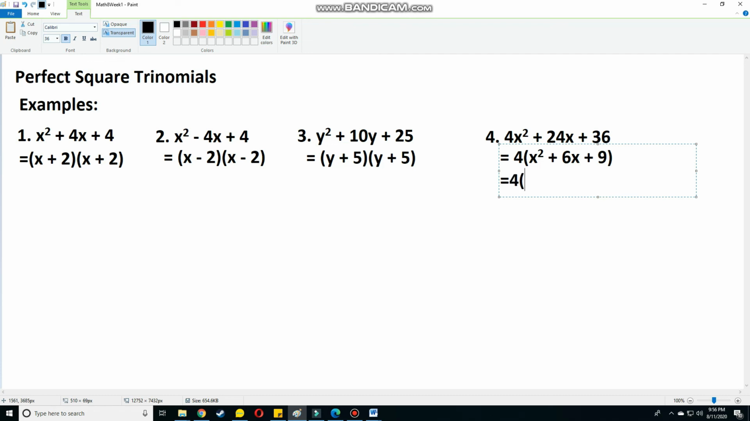Okay? So what is the square root of the first term? The square root of x squared would be x. And what is the square root of the last term, which is 9? The square root of 9 would be 3. And the middle sign is plus, so let's copy plus 3. And then let's do it 2 times. And this is now our factored form. So the factored form of 4x squared plus 24x plus 36 is equal to 4 times the quantity of x plus 3 times the quantity of x plus 3.